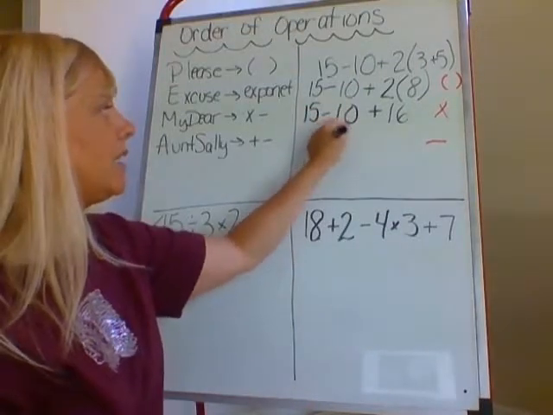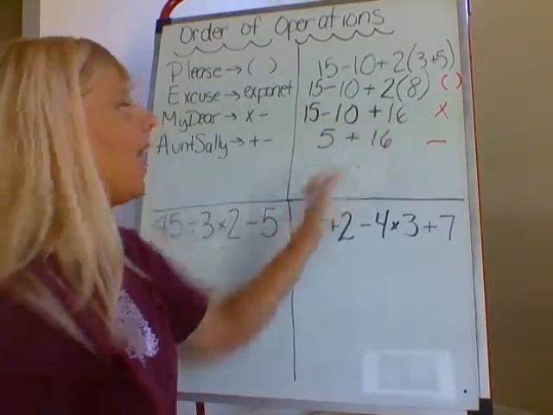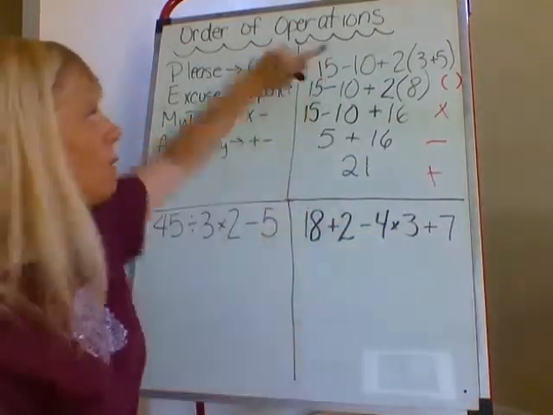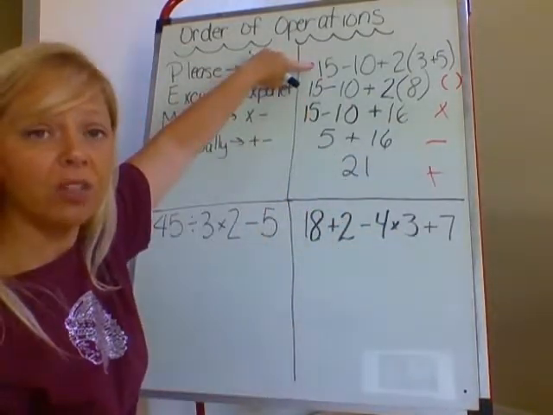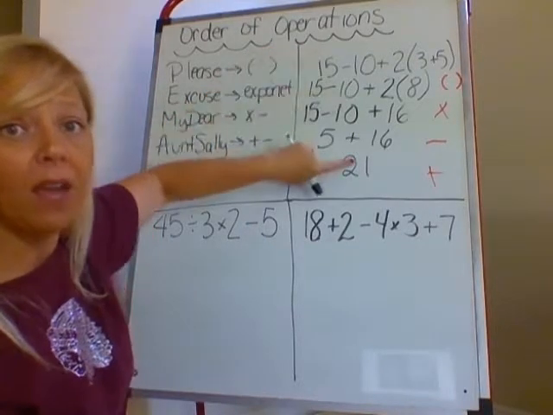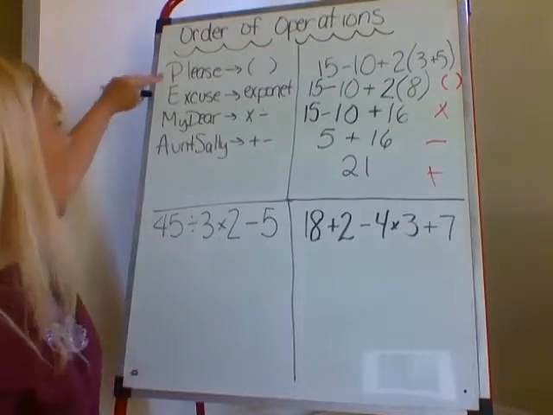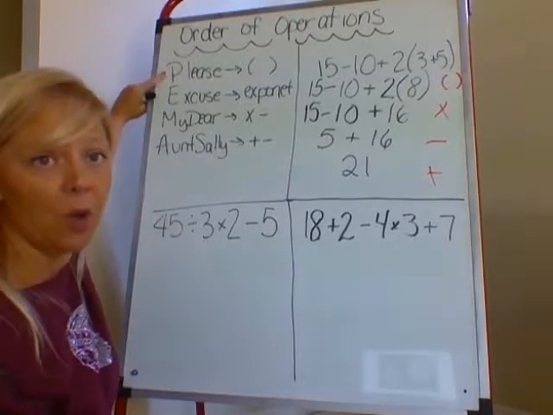So I'm going to go ahead and put my subtraction symbol down to show that I am subtracting next. So 15 minus 10 is 5. And my last step is my addition. So I have 21. So my 15 minus 10 plus 2 times the quantity 3 plus 5 is 21. All right, moving on to my next example.